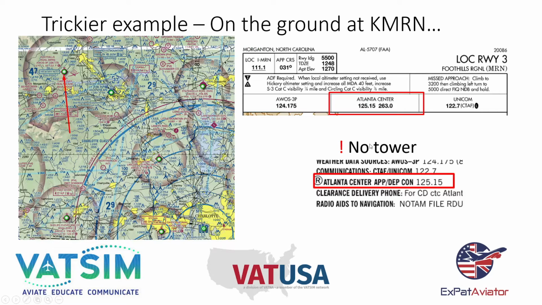Also note as well that this field has no tower, so you're going to be on the Unicom 122.8 for everything you're doing on the ground. But if you wanted an IFR clearance, then you would call Atlanta Center, and when you get airborne, if you wanted some sort of service like flight following, you'd call Atlanta Center. And again, here's the facilities directory. You see the same thing there.